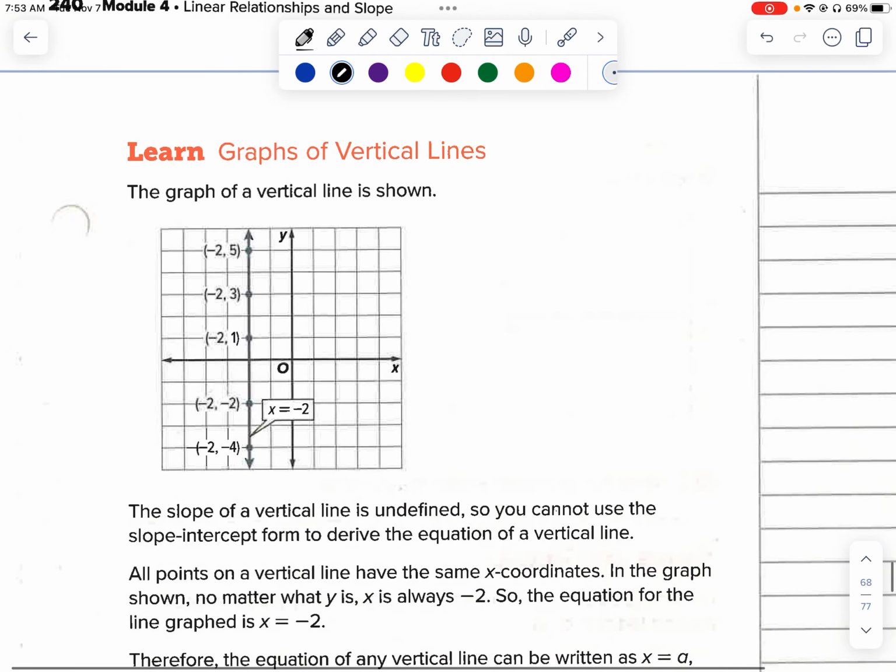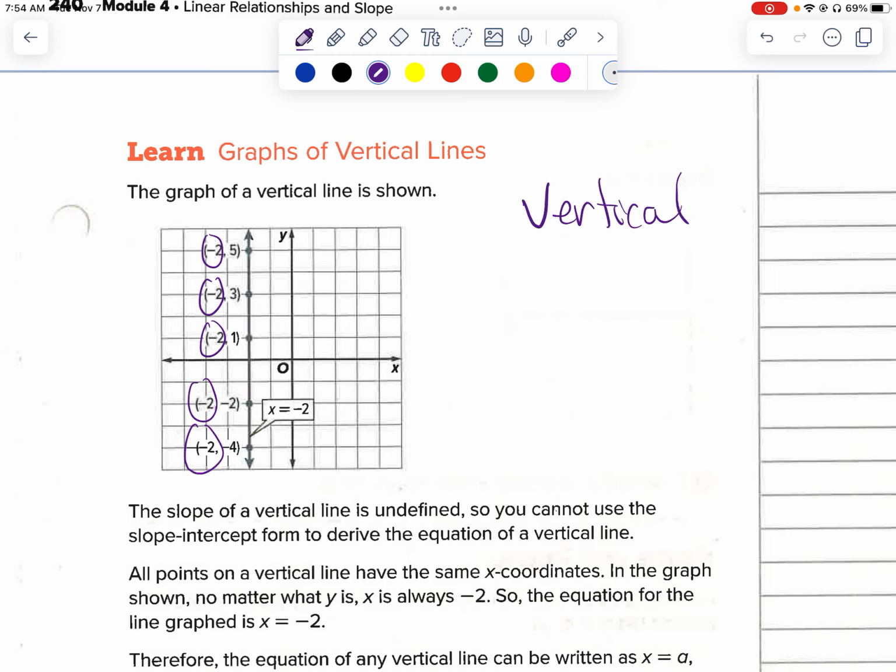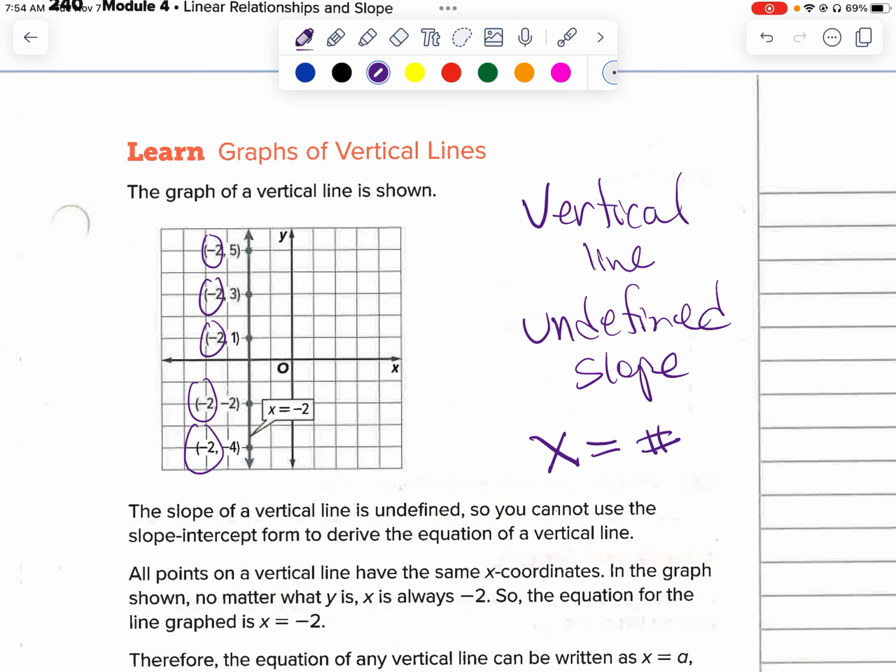Okay, so this one, we have a vertical line. That means all the x values are equal to -2 here. So anytime you have a vertical line, that means you are going to have an undefined slope, and the equation is going to be x equals a number every single time.